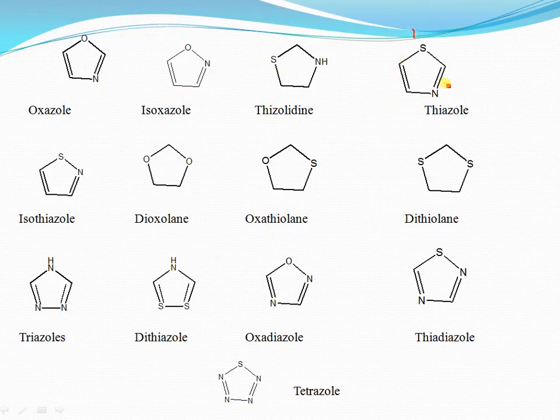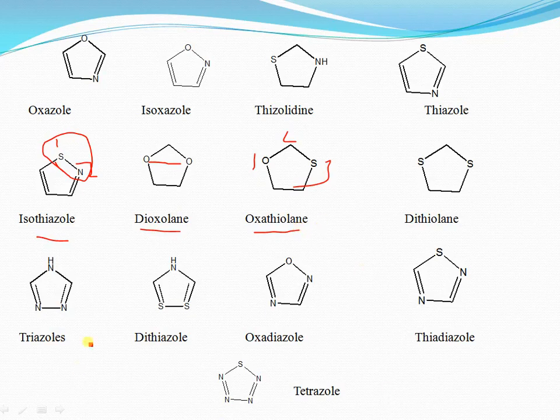Thiazole. 1, 3, thiazole. 1, 2, 3, 4, 5. Isothiazole. It is 1, 2. When you write the structure of isothiazole, you must draw it this way, because the sulfur and nitrogen are nearer to each other. Dioxolane. Yes, 2 are oxygen in a 5-member ring system. Okay. So oxathiolane. Oxygen is the first and then sulfur, so second and third. That's why oxathiolane. Lane means saturation.